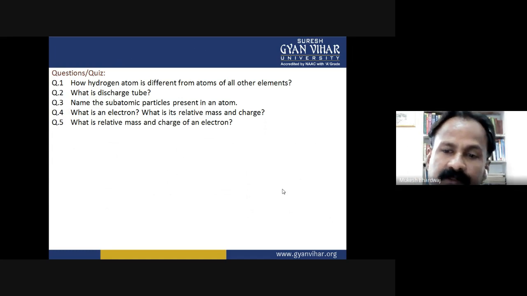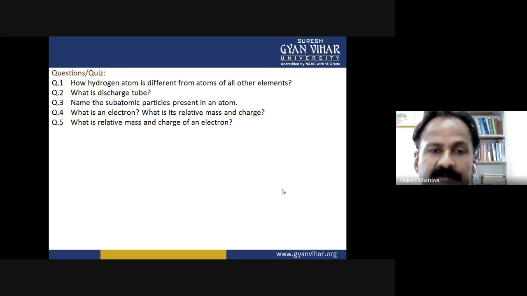Yes. What is the relative mass of charge of an electron? Some MCQ.